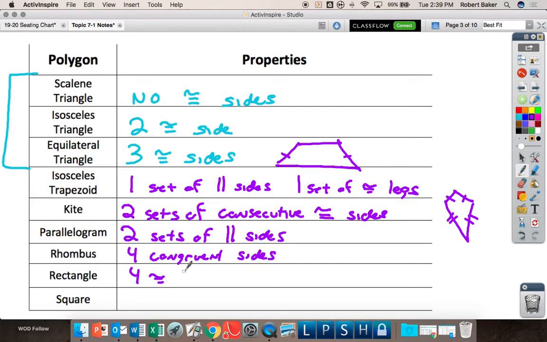I'm going to cheat. Super abbreviation. Four congruent angles. And then square. Four congruent sides and four congruent angles.